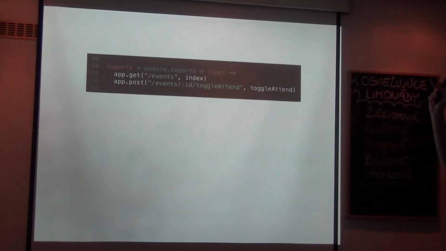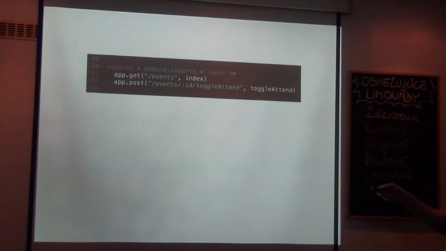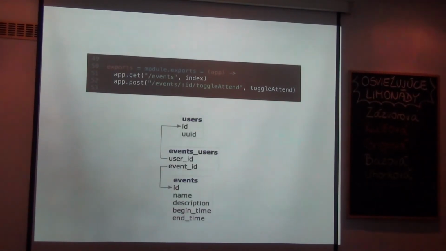This is a thing where I went beyond my specification, because I also implemented the unsubscribe functionality in my implementation. So this is how routes are defined. When this request comes, invoke this method on the controller, index and toggle attend on that controller. And this is a special thing we will see in a few slides, how the controller is separated from general code in Node.js. But before that, let's look at how the database is set up.